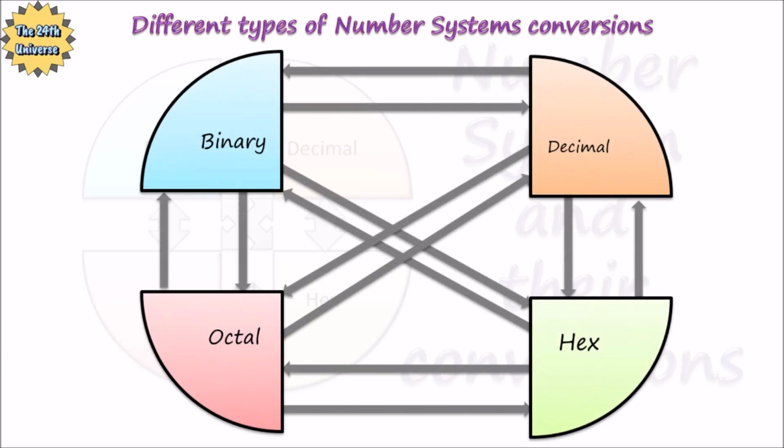So with 4 types, there are 12 conversions possible. They are binary to decimal, binary to octal, binary to hexadecimal, decimal to binary, decimal to octal, decimal to hexadecimal, octal to binary, octal to decimal, octal to hexadecimal, and hexadecimal to binary, hexadecimal to octal, and hexadecimal to decimal.